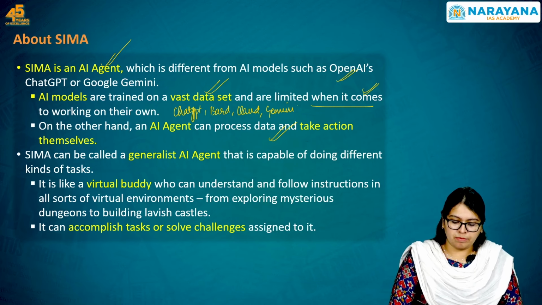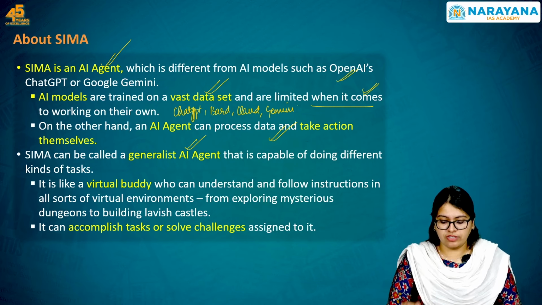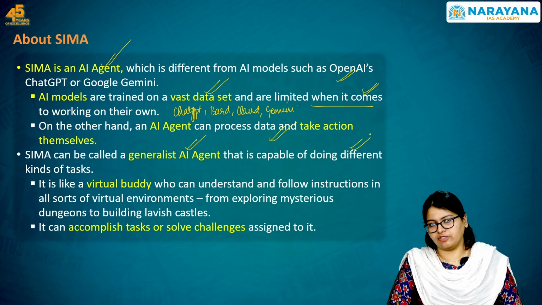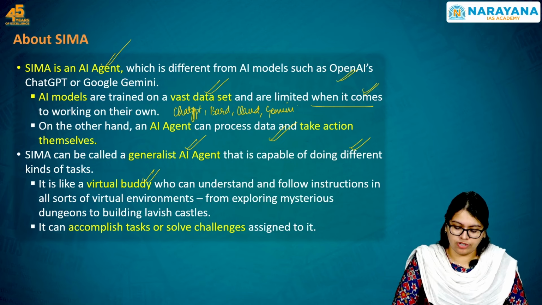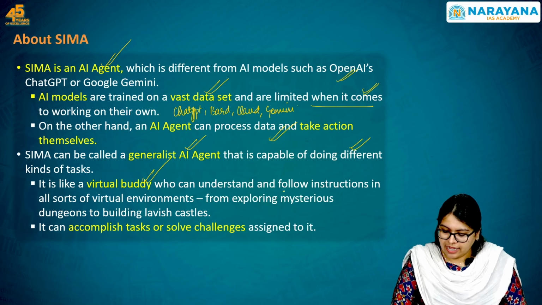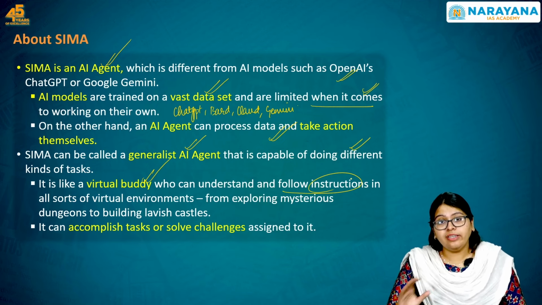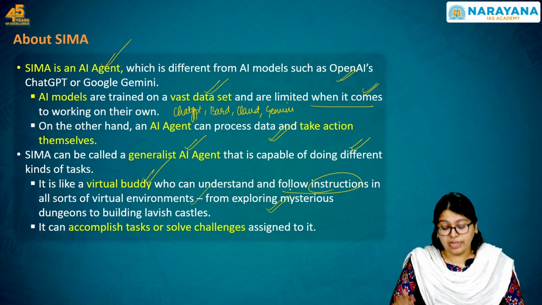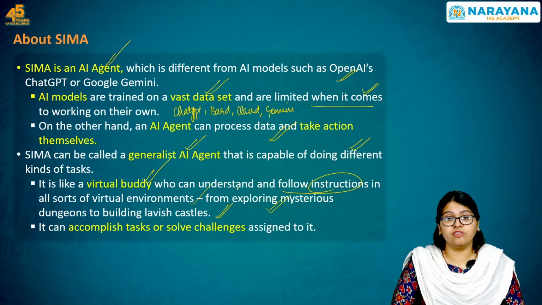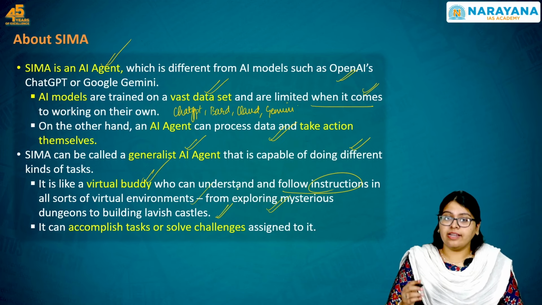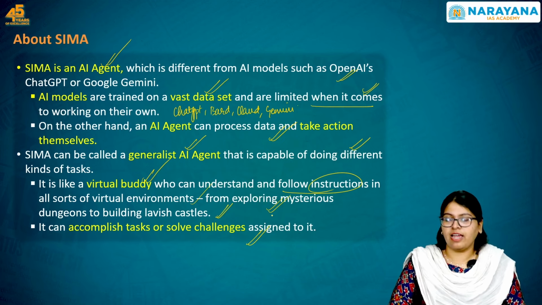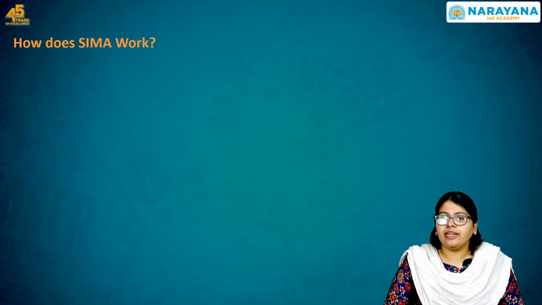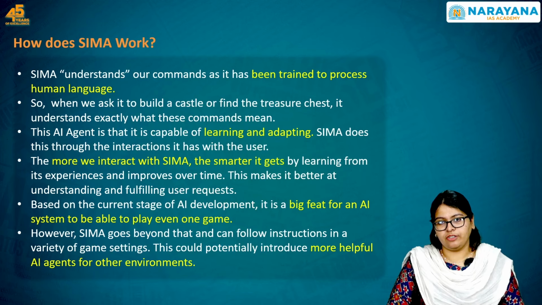So this SIMA is one such generalist AI agent, and that is capable of doing different kinds of tasks. So it is like a virtual buddy, as I already told you, who can understand and follow instructions in all kinds of virtual environments, from exploring mysterious dungeons to building lavish castles also. It can be employed, and it can accomplish tasks or solve challenges that are assigned to it in any kind of environment. So moving forward, let us understand the working of this particular AI.